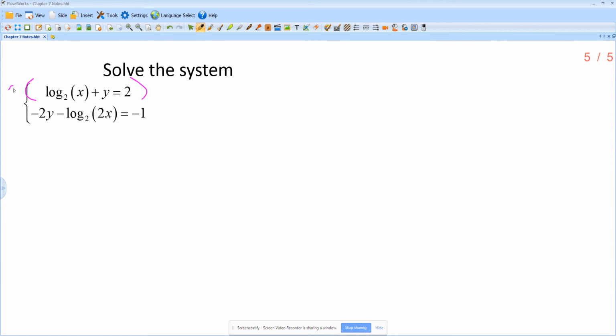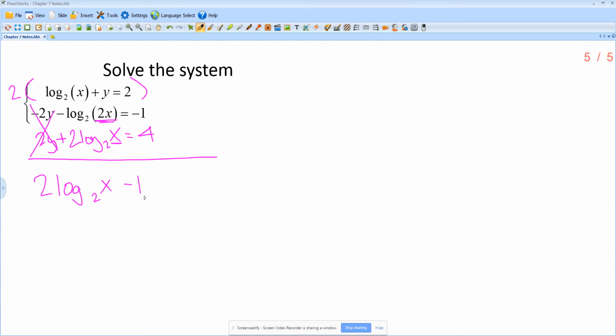If I multiply by 2 and reorganize, 2 times y gives me 2y plus 2 log base 2 of x equals 4. So now my y's will cancel. Here I have a little bit of an issue. A lot of you are going to want to combine this, but these do not have the same argument, which means they're not like terms. So this is just 2 log base 2 of x minus log base 2 of 2x equaling 3.